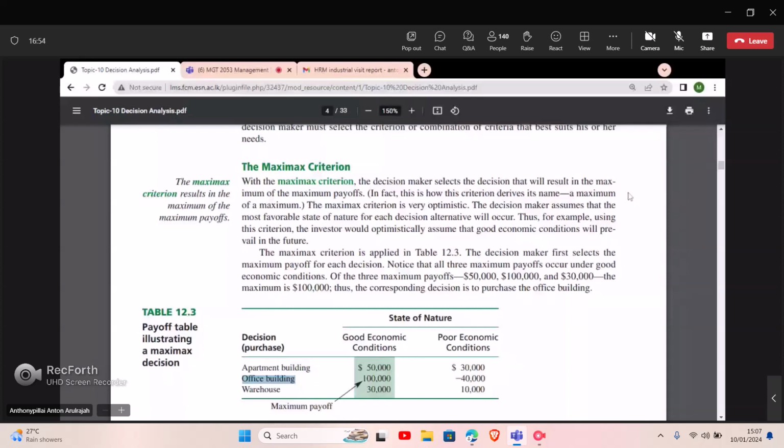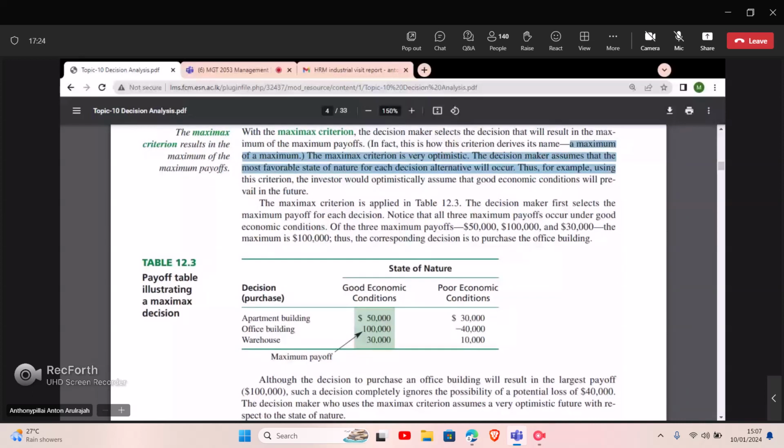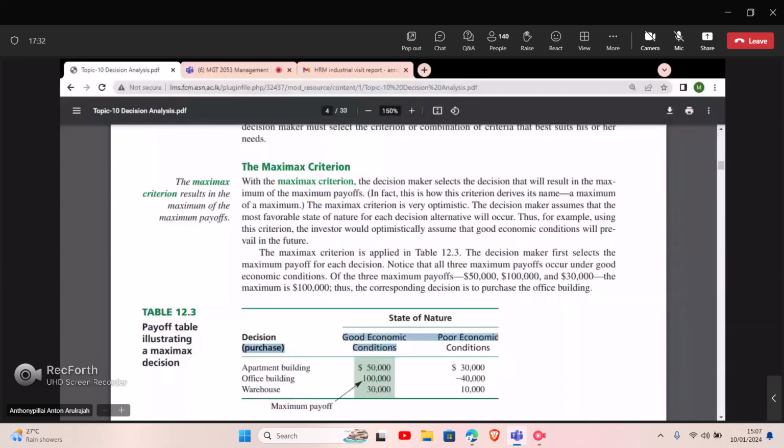In fact, this is how the criterion derives its name. The name also indicates maximum of the maximum. That's why it's called maximax. This is very optimistic. The decision makers assume that the most favorable state of nature for each decision alternative will occur. So the assumption is that decision makers believe it would be a good economic condition.